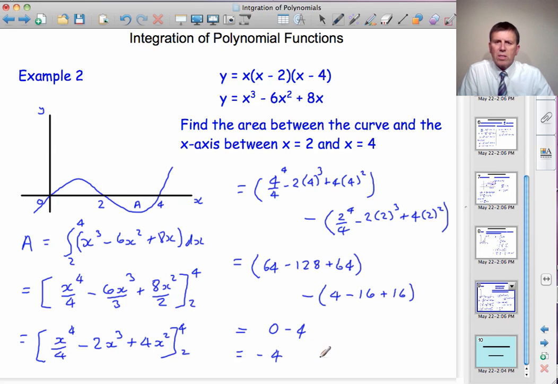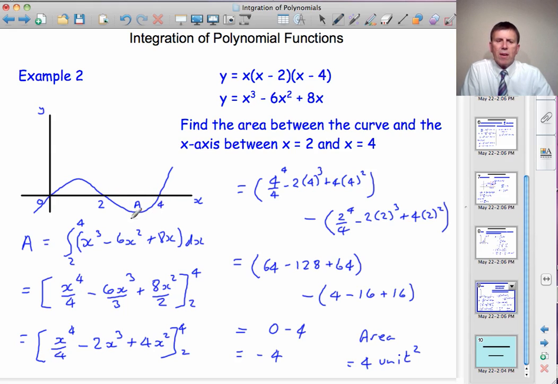Now what is the significance of the minus sign? Well, the minus sign simply indicates that the area this time is below the x-axis rather than above. So we can say that the area is equal to 4 units squared. And that will be the case whenever you've got a minus sign, the area is underneath the x-axis.